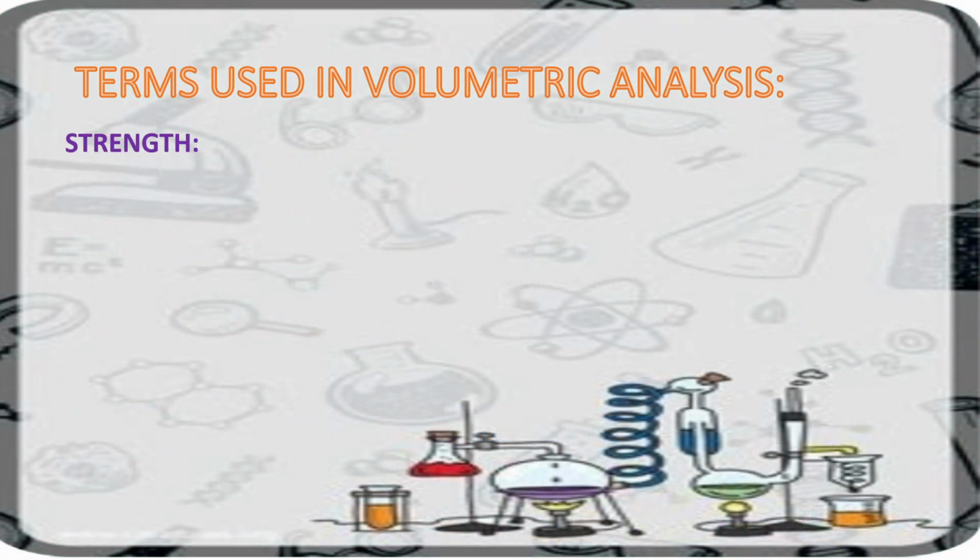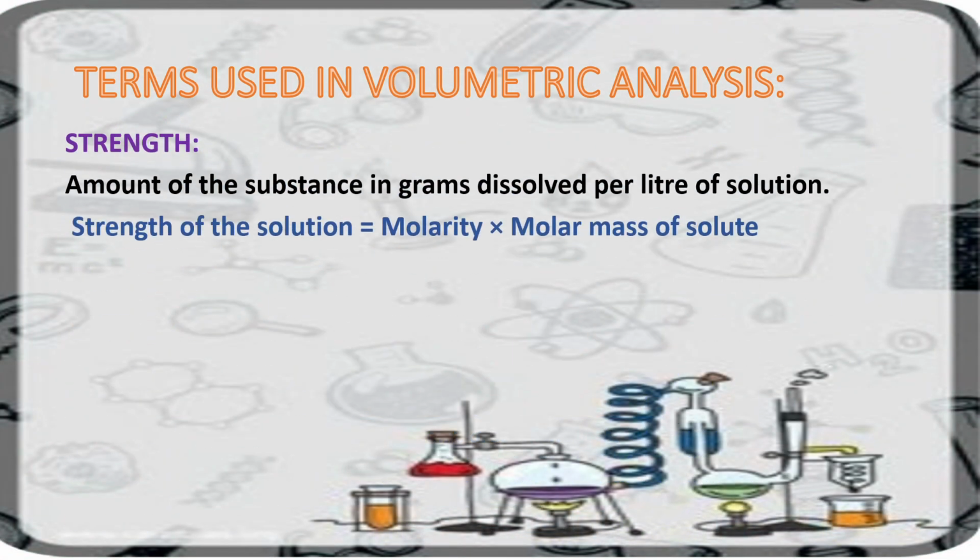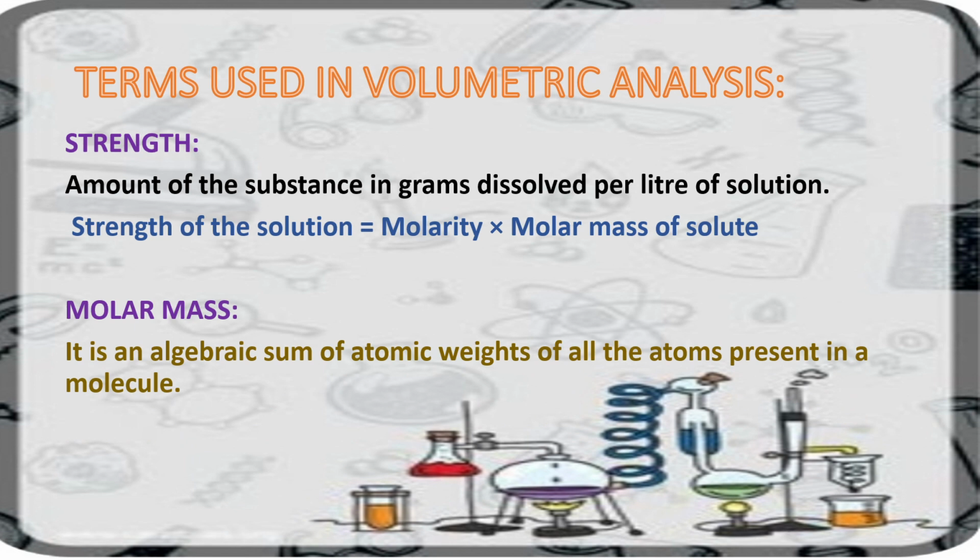Strength. The amount of the substance in grams dissolved per liter of solution is the strength of that solution, and it is equal to molarity into molar mass of solute. Molar mass. It is an algebraic sum of atomic weights of all the atoms present in the molecule.